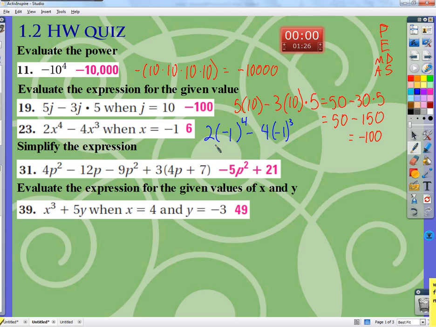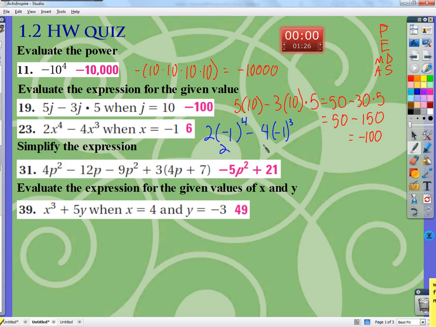So negative 1 to the 4th. What does it mean when you take something to the 4th power? Times it by itself 4 times. Right, times by itself 4 times. You know, negative 1 times negative 1 times negative 1 times negative 1 is just positive 1.